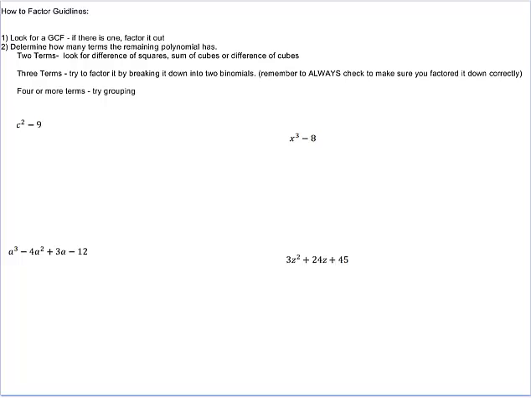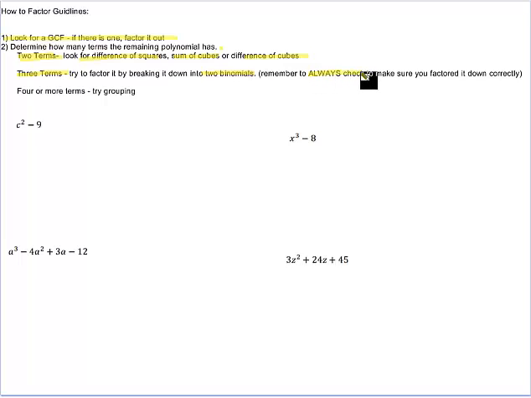The first thing you want to do is you always look for a GCF. If there is a GCF, or greatest common factor, you must take it out. Okay? That's the very first thing you do, no matter what. The second thing you do is determine how many terms the remaining polynomial has. So if it has 2 terms, you're going to see if you can do difference of squares, sum of cubes, or difference of cubes. If you can't do one of those 3, then it's factored as far as it can be. If you have 3 terms left over, try to break it down into 2 binomials.